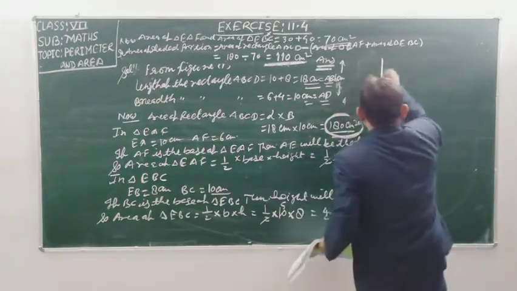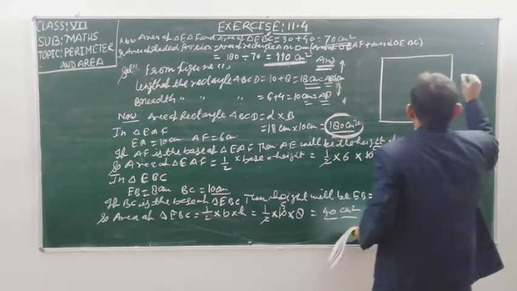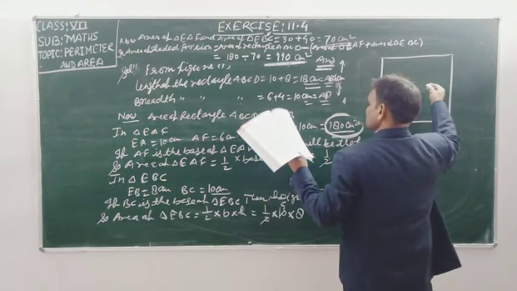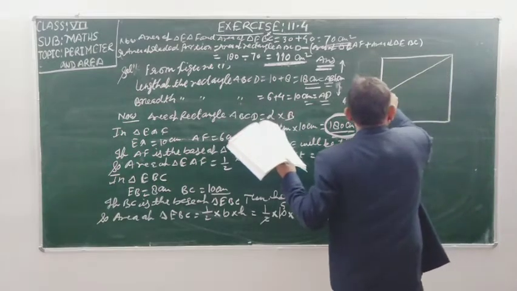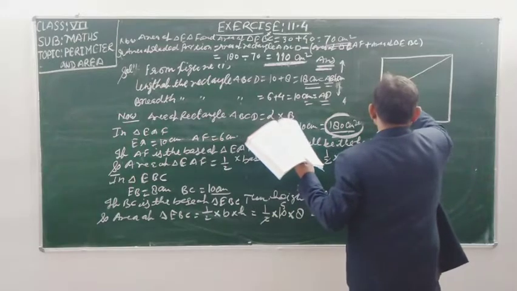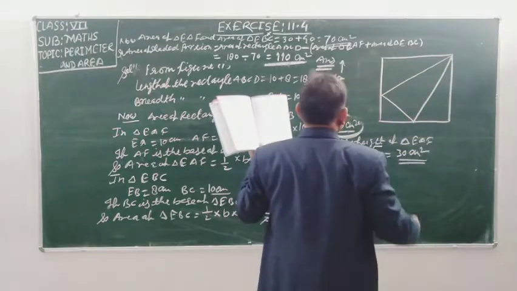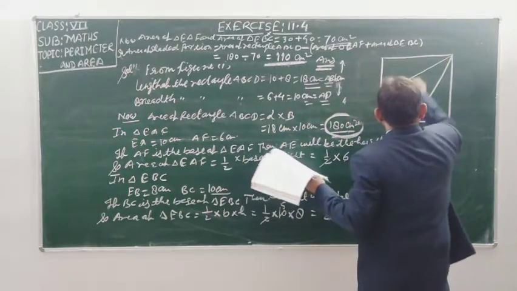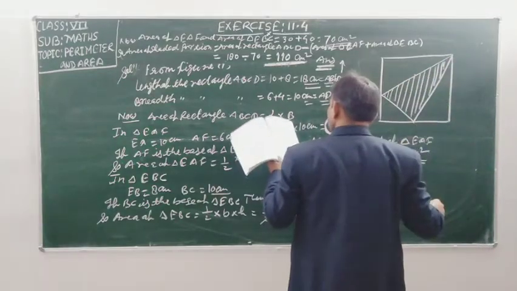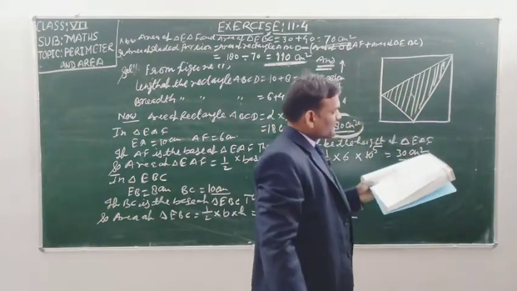Square. Now a square is given. And in this square, one triangle is made like this, student. Now this triangle is shaded. So we need to find out the area of the shaded portion.